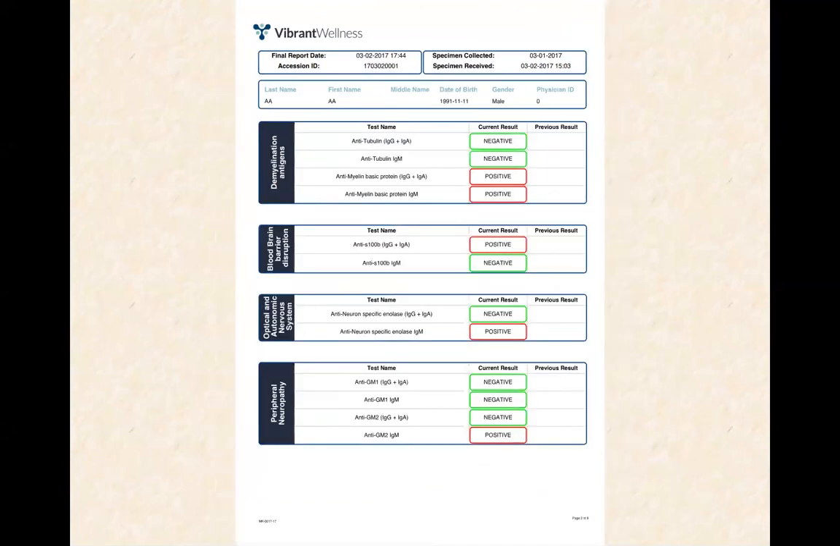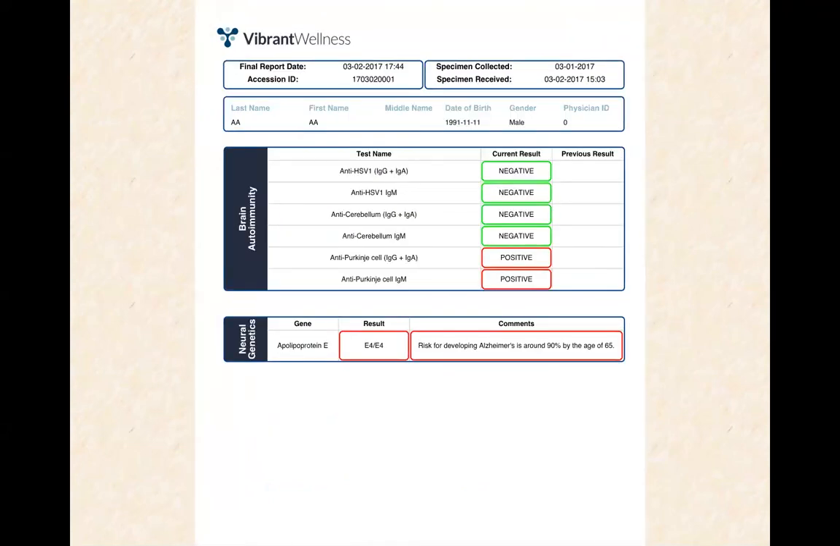And then here's the neural zoomer. If they have any neurological symptoms whatsoever, anything. Little numbness and tingling once in a while, little brain fog once in a while, we do this panel because it wakes people up and it gives them the window of opportunity to do something when they have a problem.